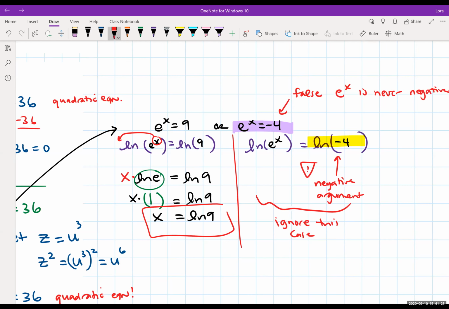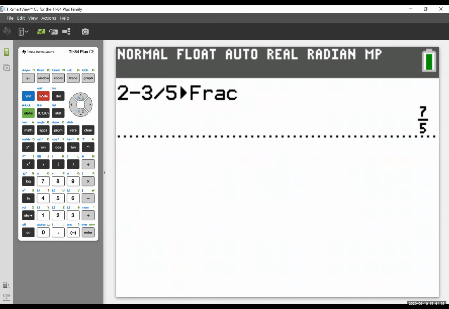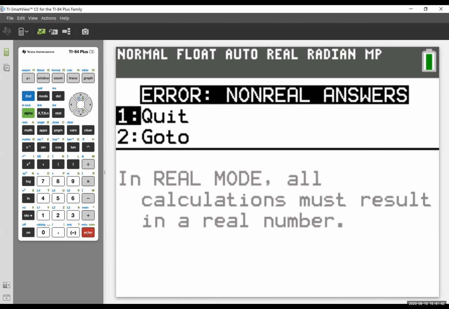You know what happens if you type in natural log of -4? Let's go back to our TI really quick. Go back to the home window. Natural log of -4. Press it and check it out. It gives you something that's not real, like an error message. And that's another heads up saying, hey, that case is not going to work.